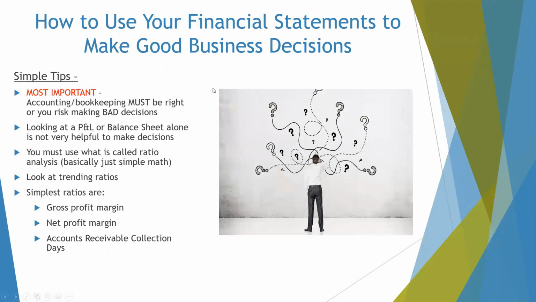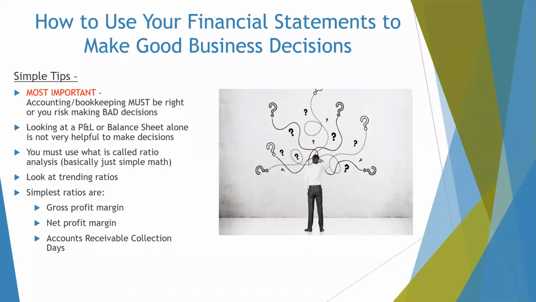Okay, so now we want to learn how to make some good business decisions with our financial statements. Again, I point out, if your accounting and bookkeeping is wrong, you risk making bad decisions. I've seen that happen many, many times because of bad input or something missing, whatever the case may be. Again, looking at a profit and loss and balance sheet alone is not very helpful. What we want to do is use something called ratio analysis. This is just a fancy term for basic math. We're adding, subtracting, dividing, and multiplying to give us some insights into the financial statements.